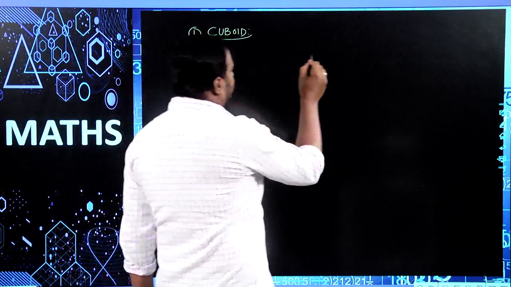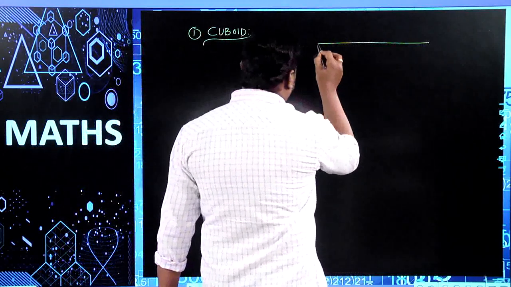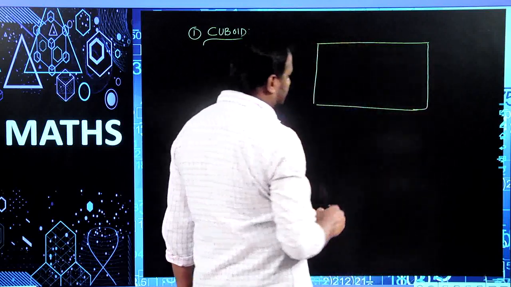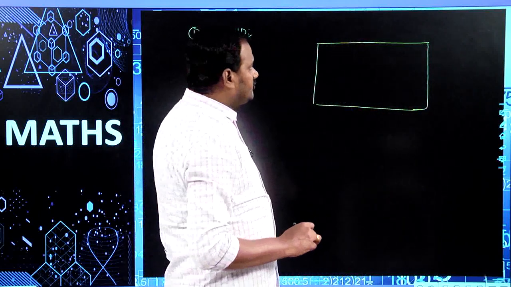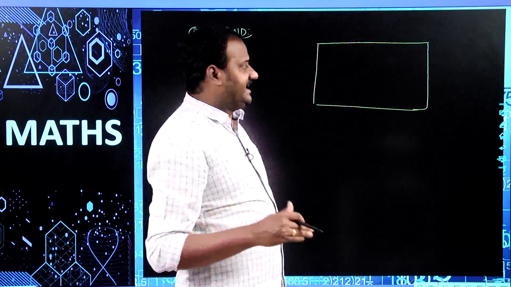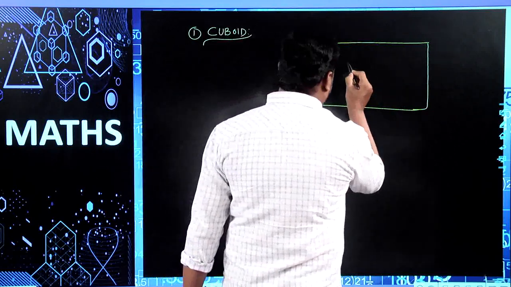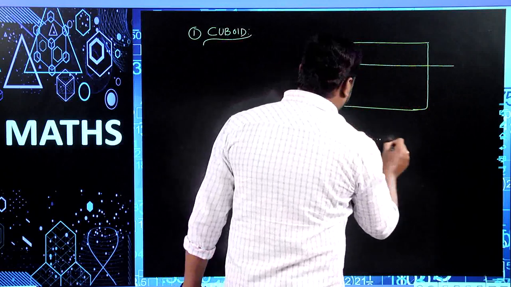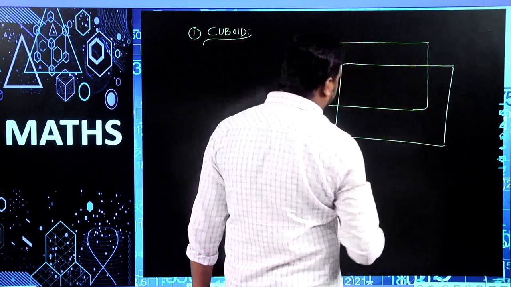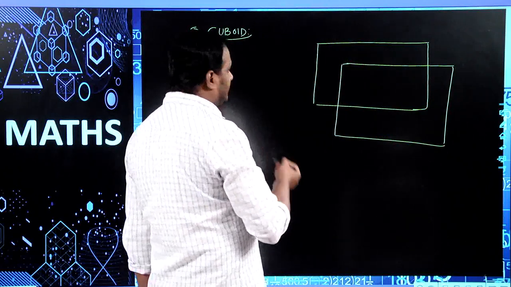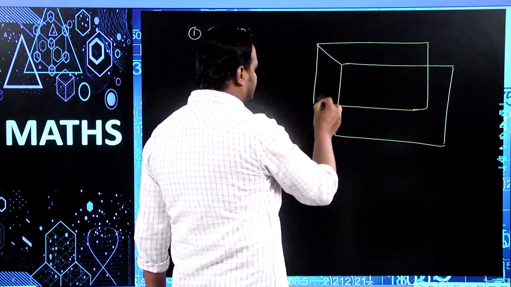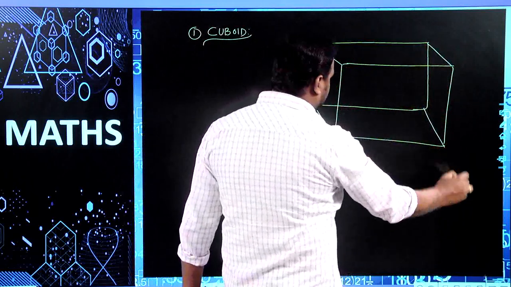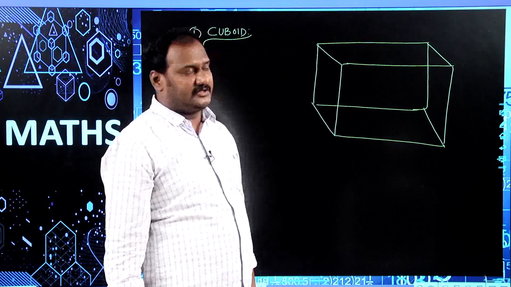Okay. Let us consider a solid object. So, this is one solid object. As per our earlier discussion, a cuboid is a prism whose base is a rectangle. So, this base is a rectangle, and I am taking one more rectangle. See how easy it is to draw a solid like a cuboid. I join here, and here, as well as here. See, you obtain one cuboid.